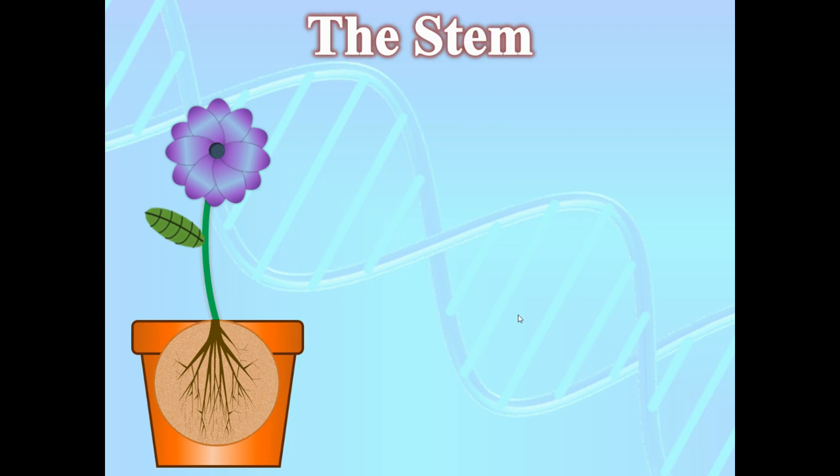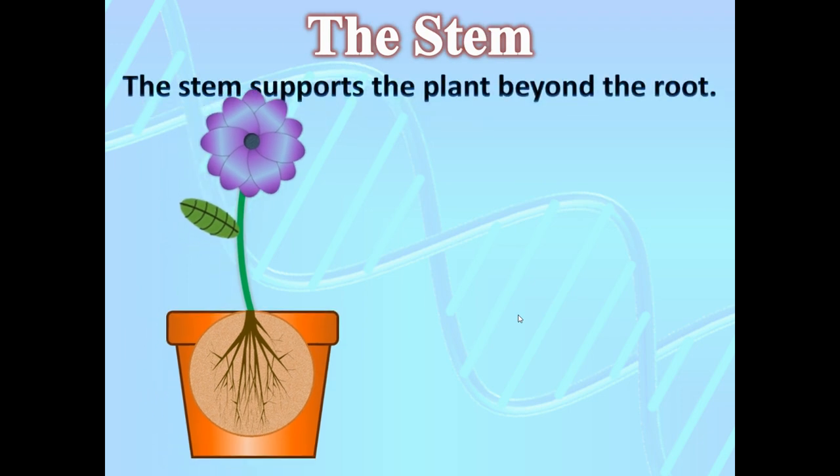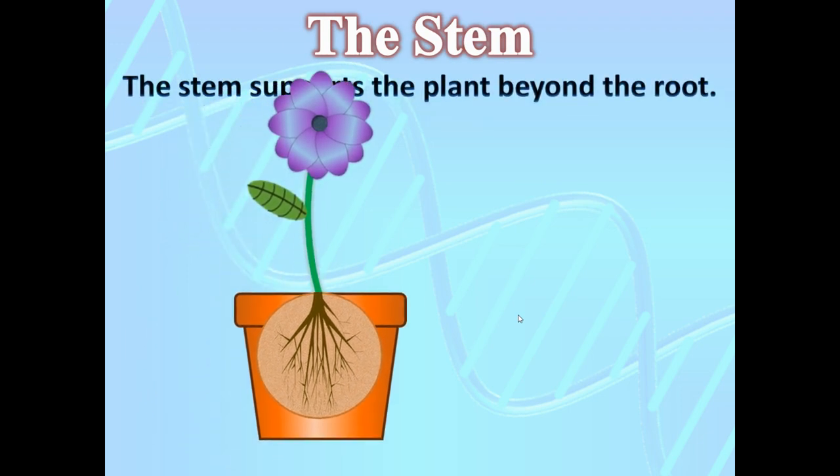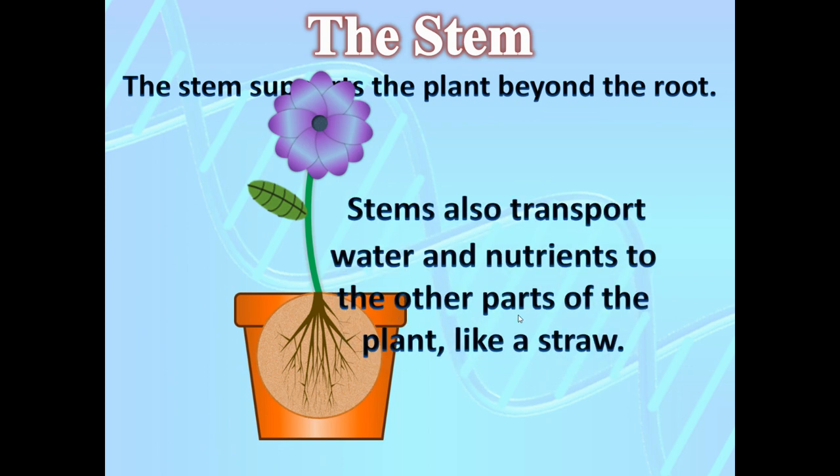The stem. The stem supports the plant beyond the root. Stems also transport water and nutrients to the other parts of the plant, like a straw.